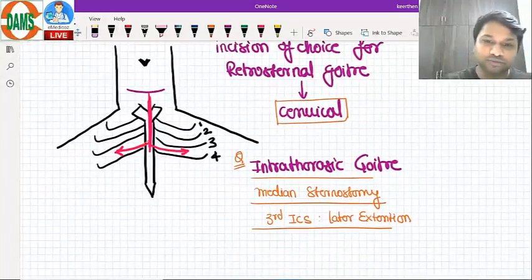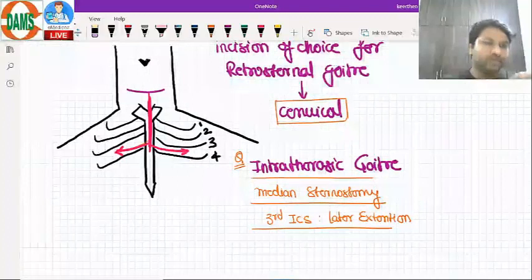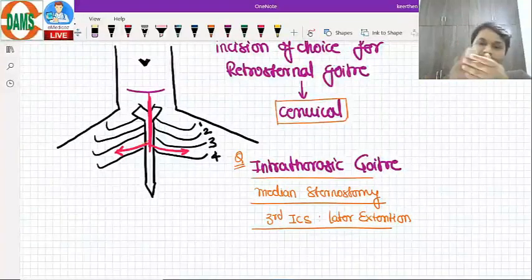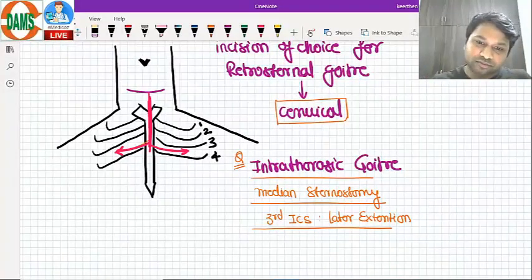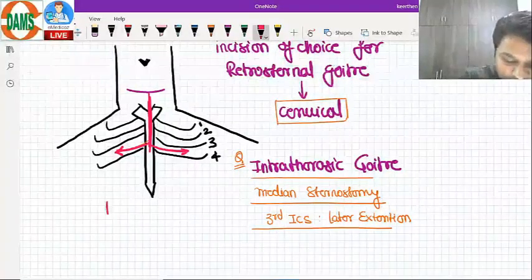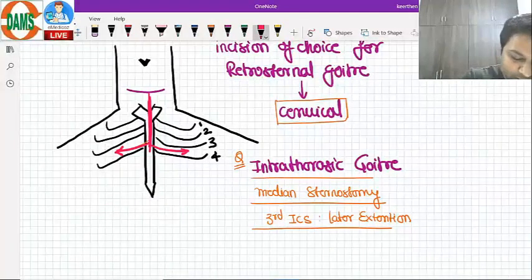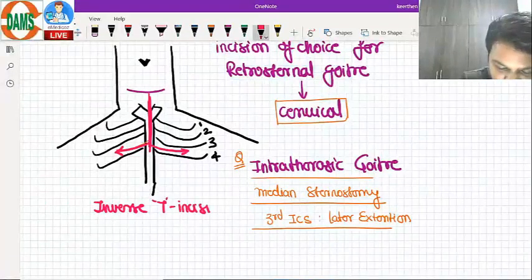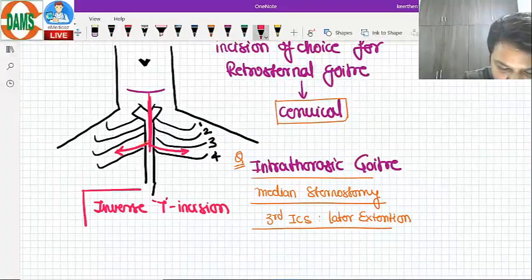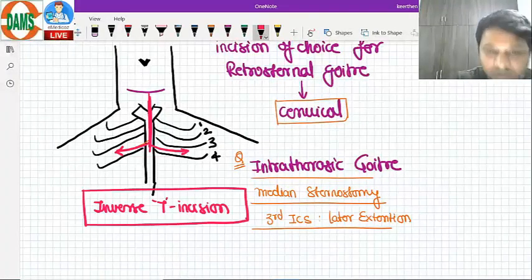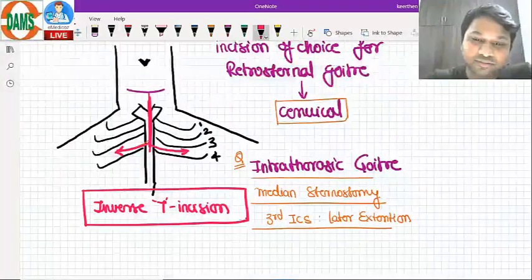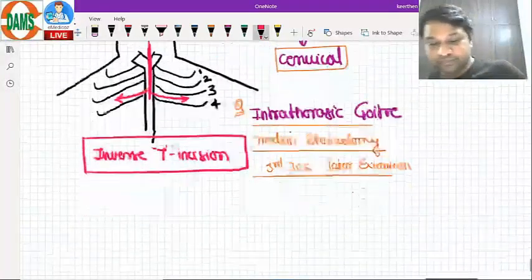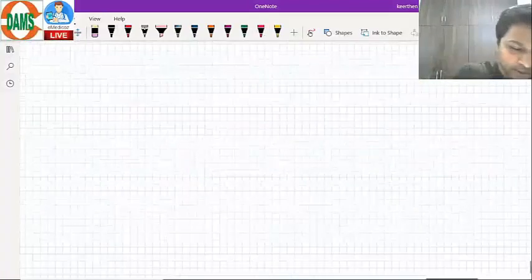Alright, good to go. Everybody's clear? This incision is also called a reverse T incision or an inverse T incision. Okay, good to go. Right, we'll take up the next topic.